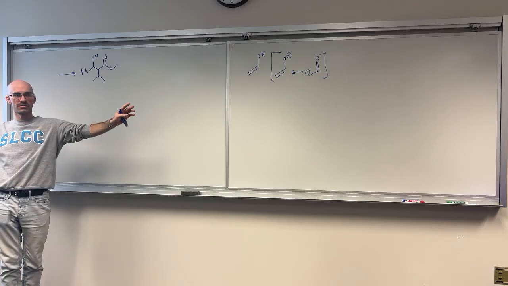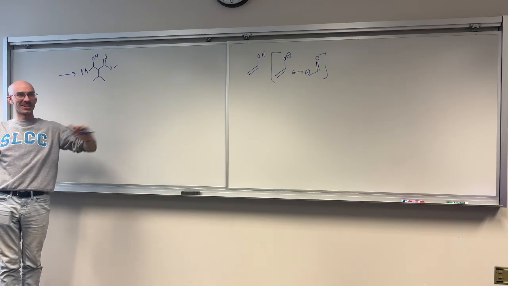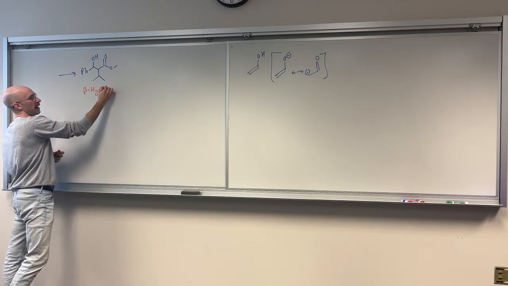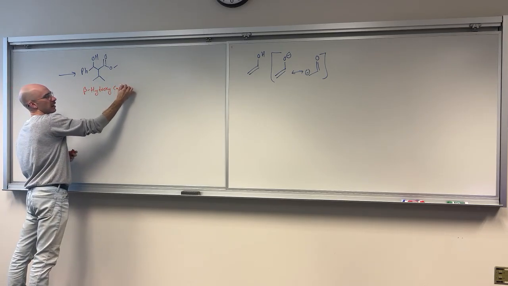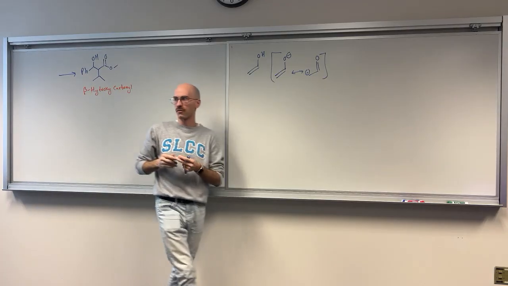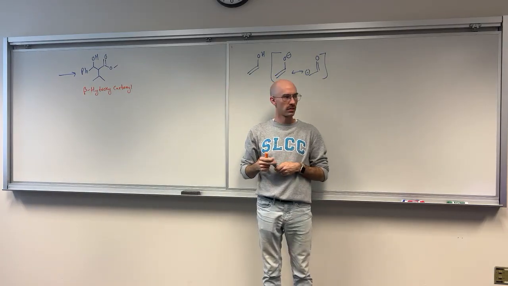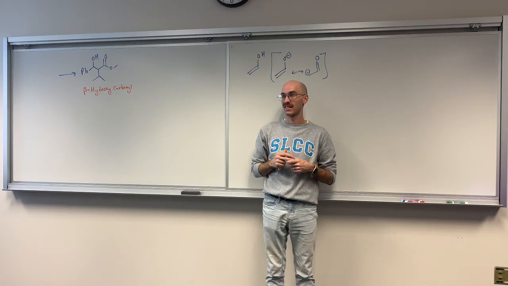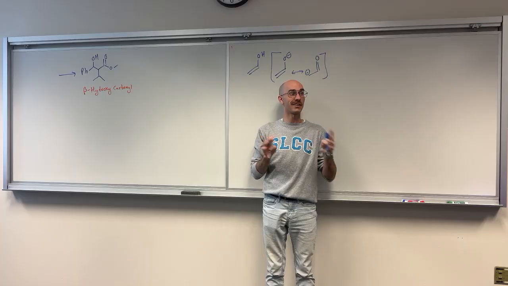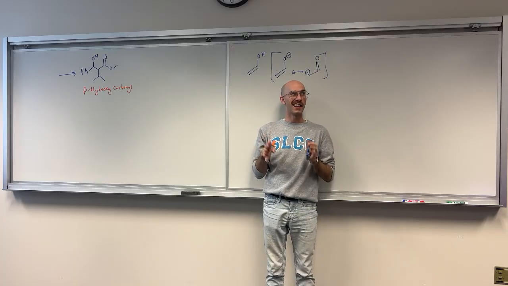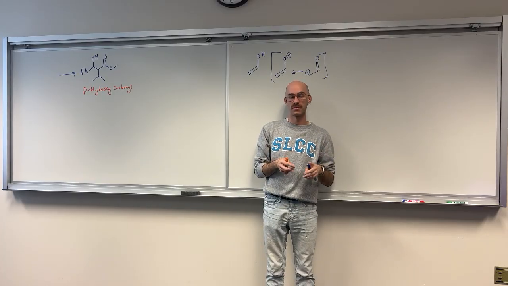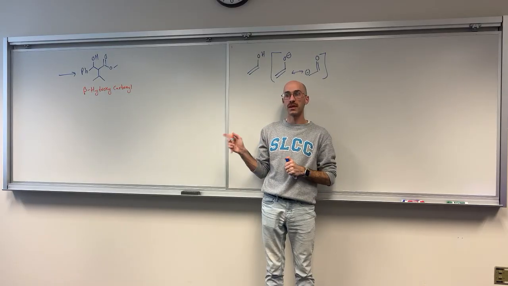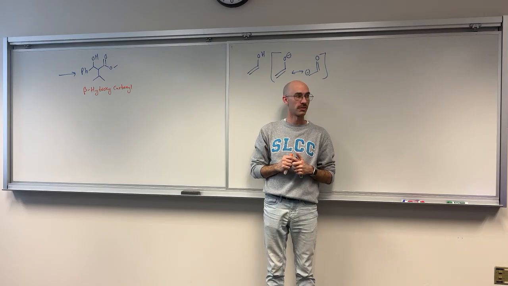Say it all at once. Beta hydroxy carbonyl. Good. This is a beta hydroxy carbonyl. Now, can you look back at your notes and tell me what type of reaction forms a beta hydroxy carbonyl? Nope. Beta keto. Claisen condensation is a beta keto ester, or more generically, a beta acyl carbonyl. Aldol addition gives us beta hydroxy carbonyls.